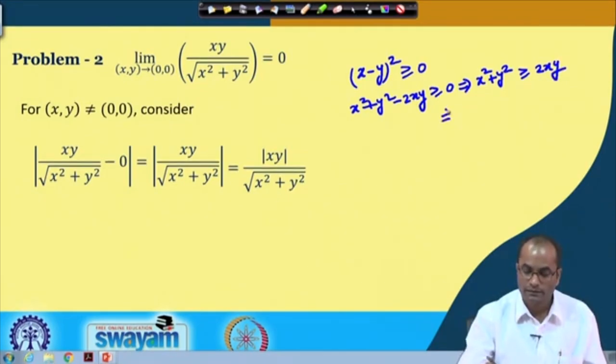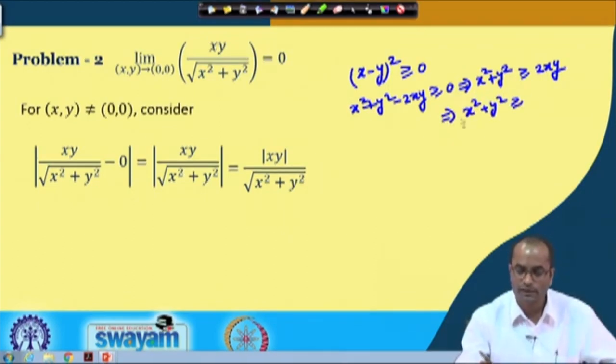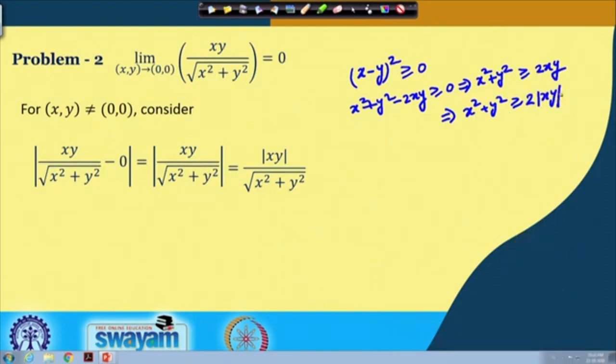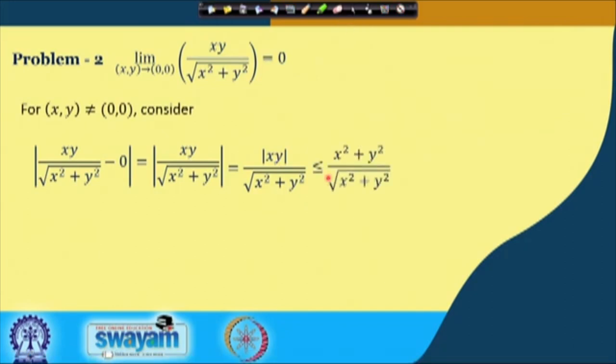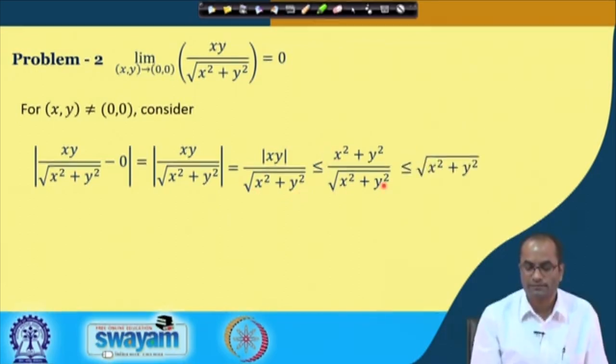And then here x square plus y square is positive, so we can take the absolute value. We have x square plus y square greater than 2 times the absolute value of x y, and this is greater than the absolute value of x y. So we can use this inequality that x square plus y square is greater than the absolute value of x y. Having this relation, we can now replace the absolute value of x y by the bigger quantity x square plus y square, divided by the square root of x square plus y square.